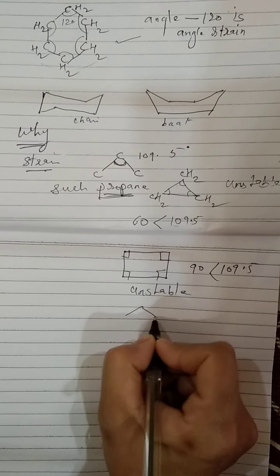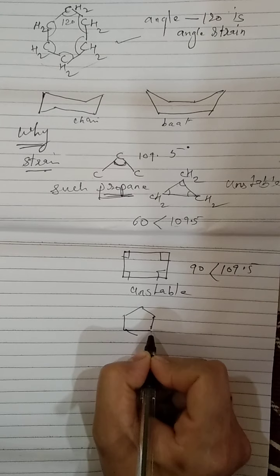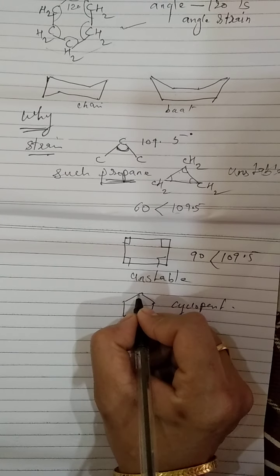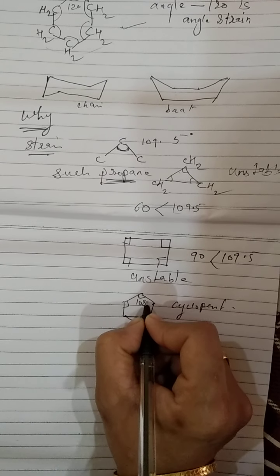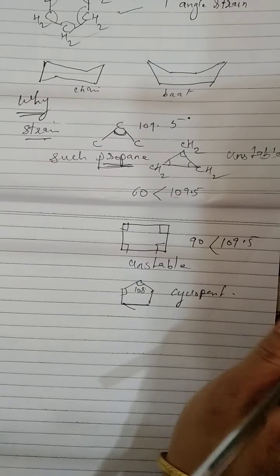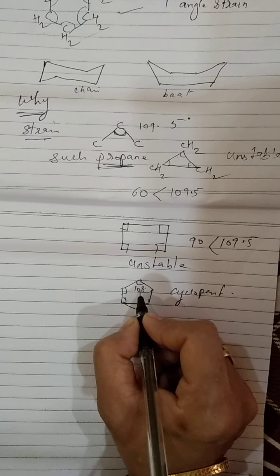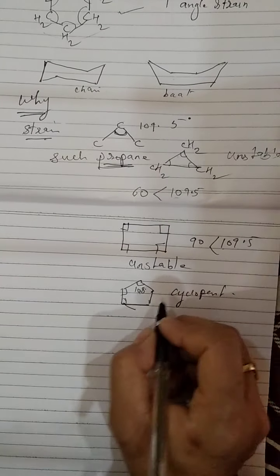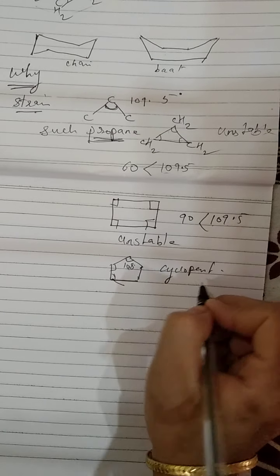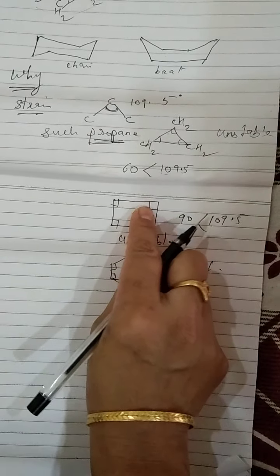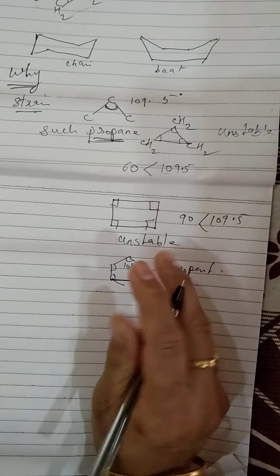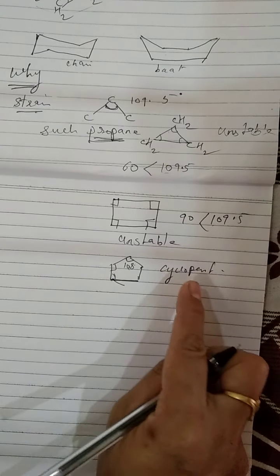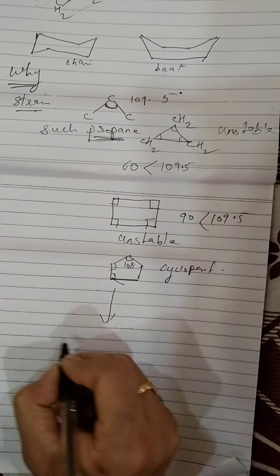The other example we can take is cyclopentane. In cyclopentane, the angle is 108 point something, near about 109.5. So we can say that cyclopentane is not as unstable as cyclobutane and cyclopropane. So it is near about stable. Near about stable means it is not that unstable, it is a little less unstable.